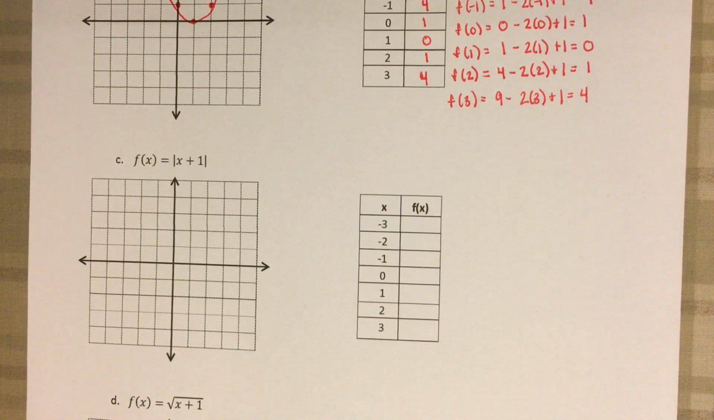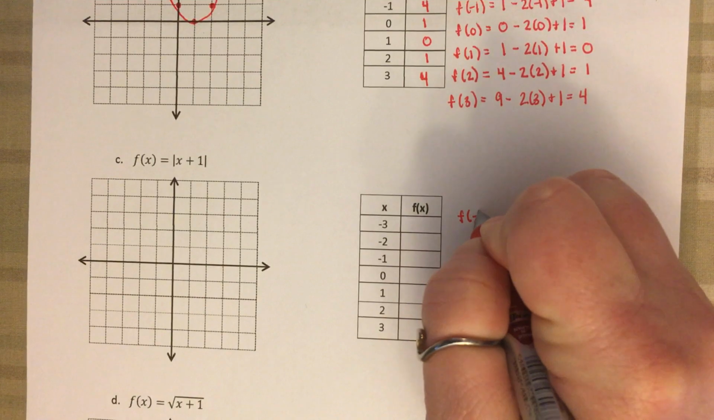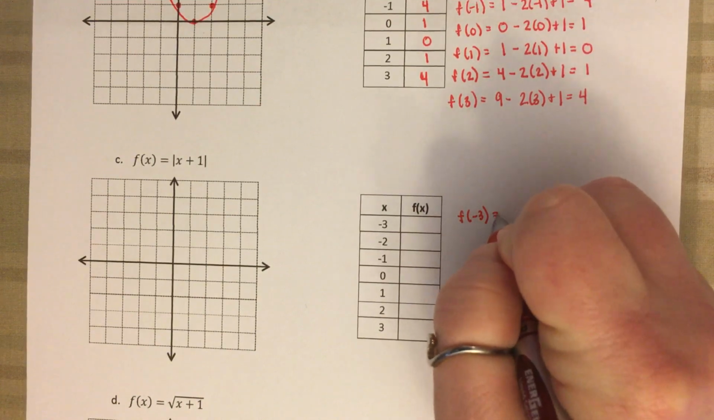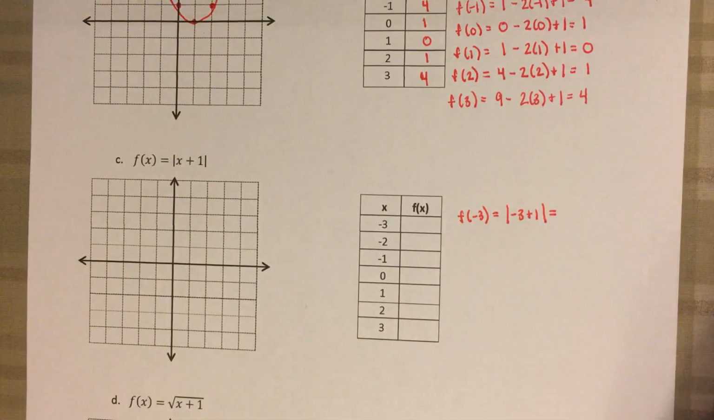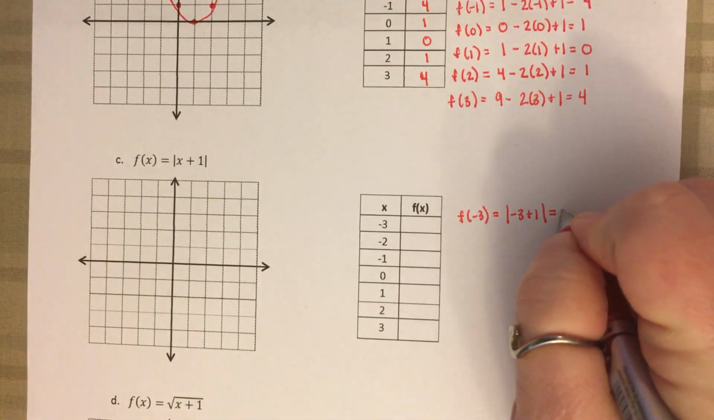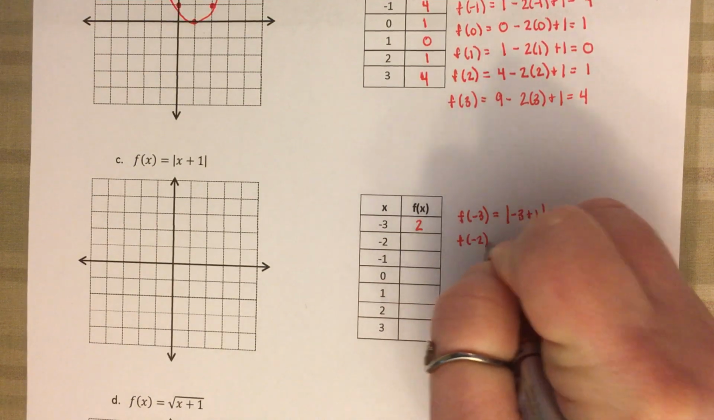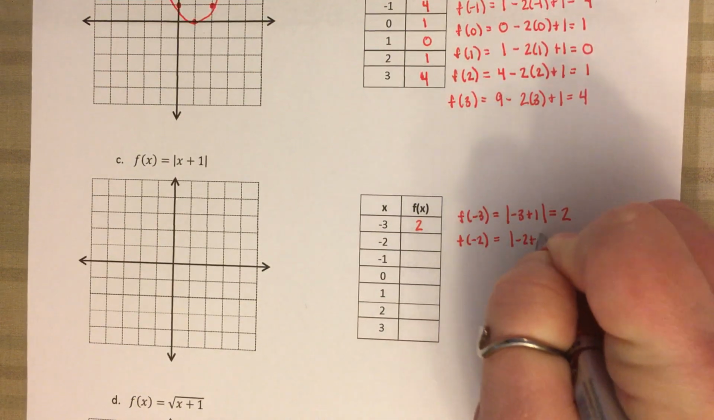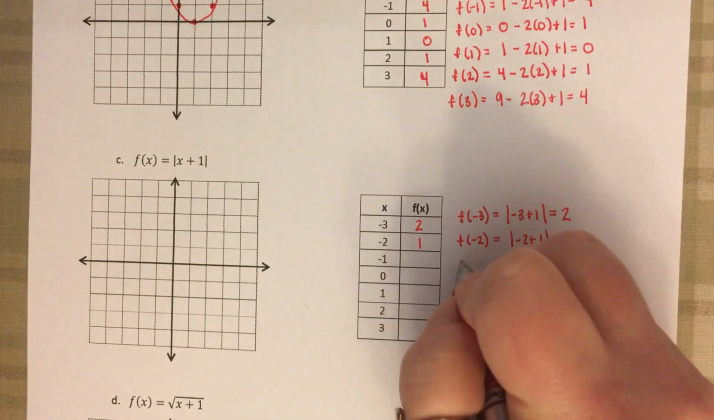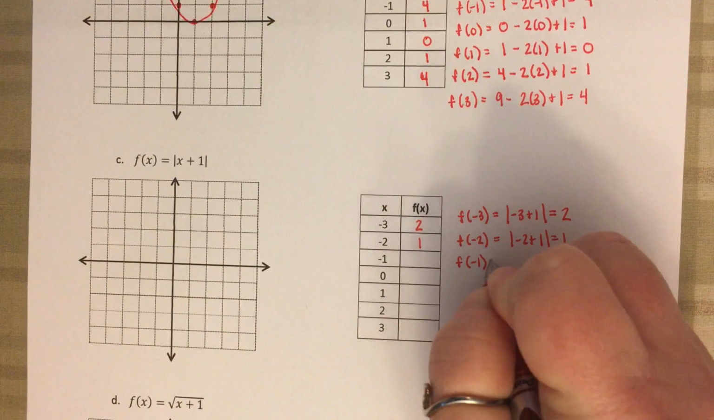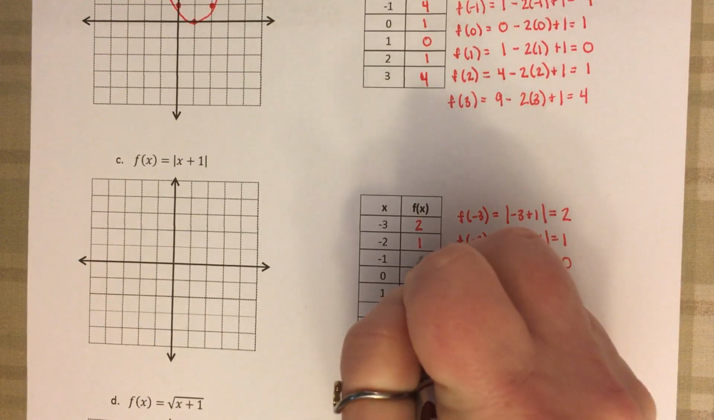Right, our next function that we're going to look at is absolute value. So again, we're going to go through and plug these in. F of -3, absolute value of -3 plus 1. -3 plus 1 is -2. Take the absolute value, we now have +2. F of -2. -2 plus 1 is -1. Absolute value of -1 is +1. -1 plus 1 is 0. Absolute value of 0 is still 0.